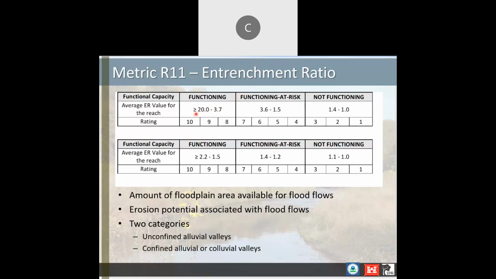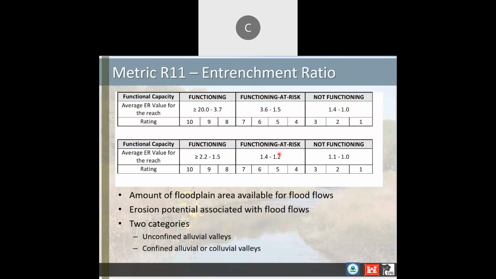These numbers are from reference data published by the U.S. Fish and Wildlife Service in Maryland. Not functioning when you're in that unconfined alluvial valley setting is going to be when your flood-prone width is only 1.4 or close to only 1 times your bankfull width. So if your entrenchment ratio is 1, that means you have no floodplain.